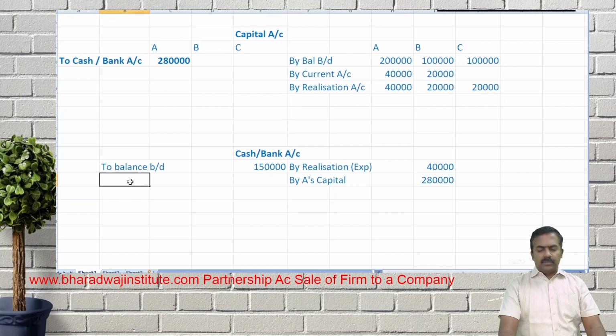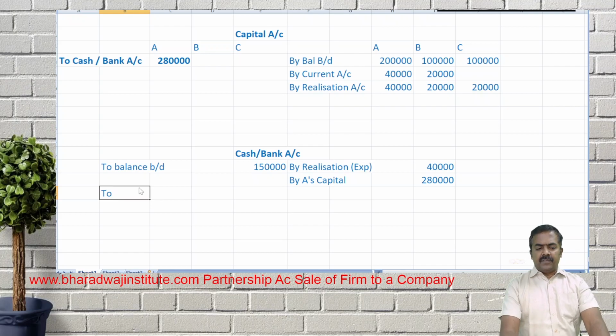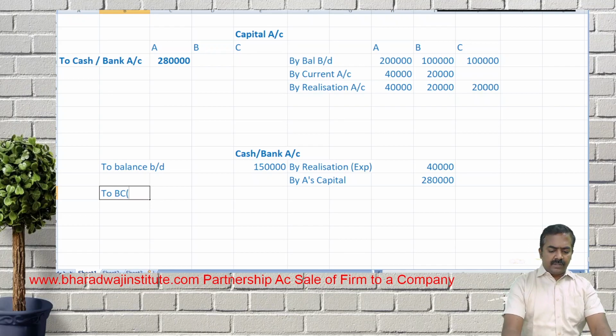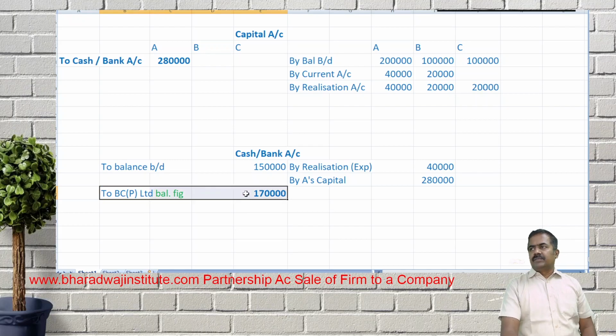Okay. Now, what is the cash shortage? 1,70,000. This we will ask the purchasing company to pay to BC Private Limited. Okay, it's a balancing figure. We will ask the purchasing company to pay this much in cash. How much is the balance? 1,70,000. We'll ask them to pay it in cash.